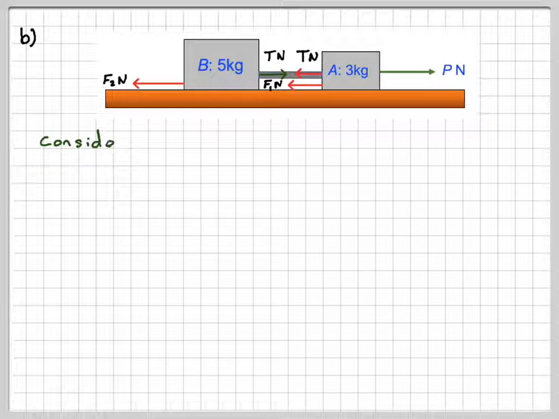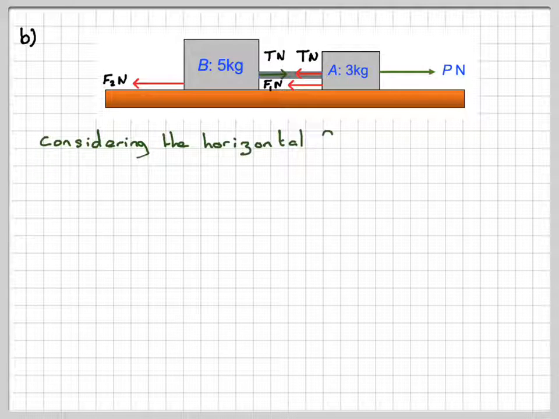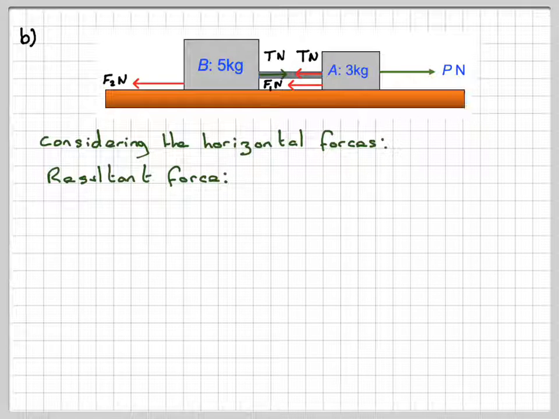Now if we consider the whole thing, the horizontal forces only, the resultant force will be P newtons, if we take away the frictional forces F1 and F2. The tension forces here will cancel each other out, then that's going to be the resultant force.